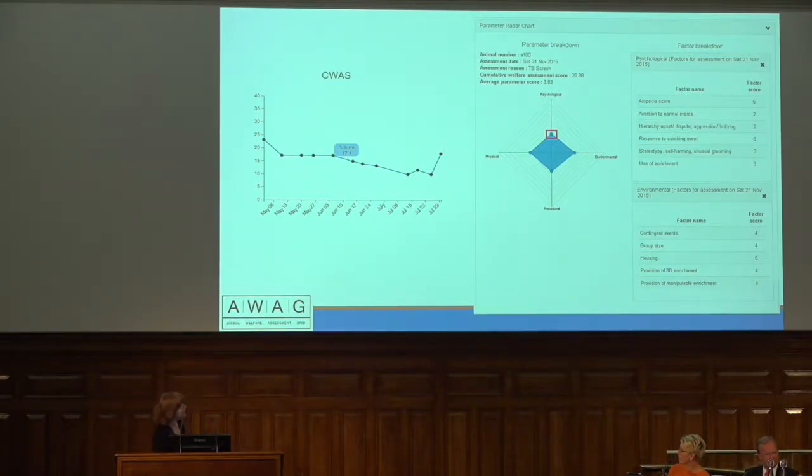So in this one here, for the environmental factor, we've looked at housing. Housing has scored 6. Well, can we improve that? Can we improve the housing? It lets you drill down to the things that are actually having an impact on welfare so you can do something about it.